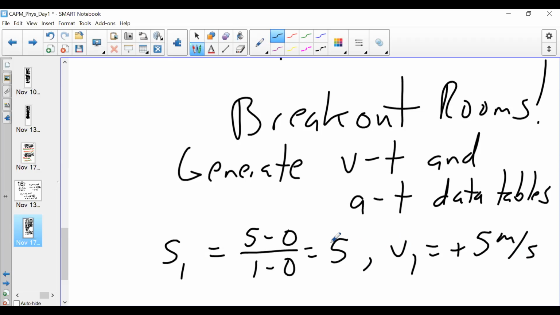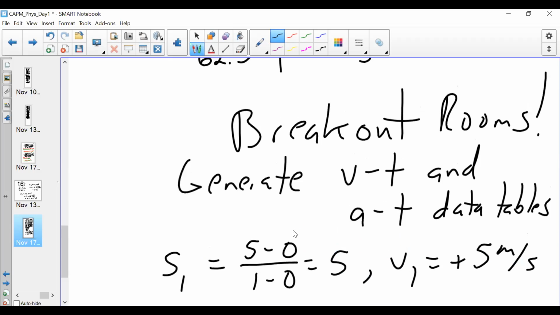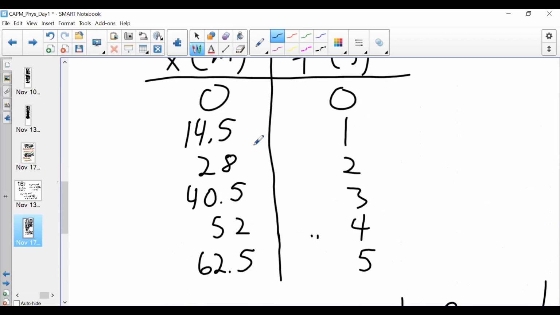Okay. So just to be another reminder. When you take this first slope, 14.5 minus 0 over 1 minus 0, that'll be 14.5 at 0 seconds in the velocity time graph. Okay. And then you're going to populate all of the other velocities at the different times, 1, 2, 3, 4, 5.